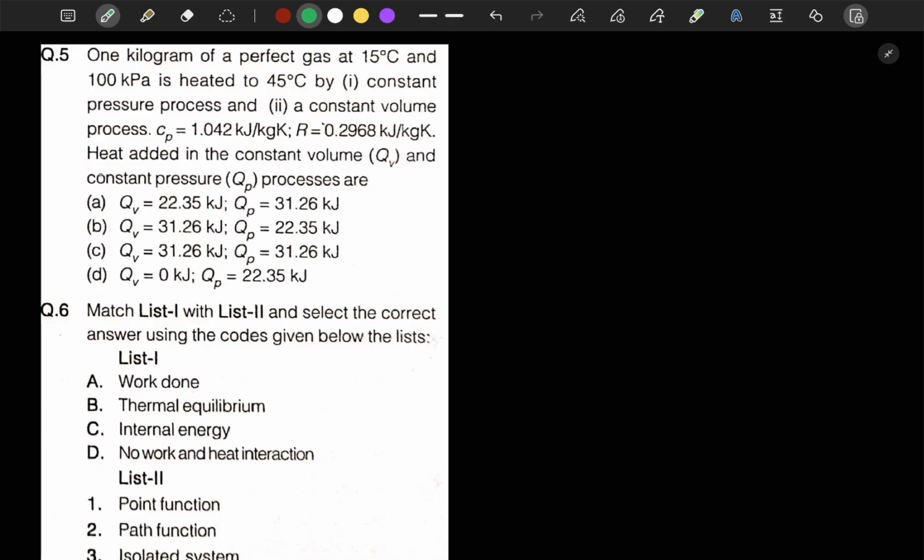Okay, so you are given mass is equal to 1 kg. Initial temperature T1 is equal to 15 degrees Celsius, T2 is equal to 45 degrees Celsius. So you can calculate delta T. Delta T is equal to 30 degrees Celsius.